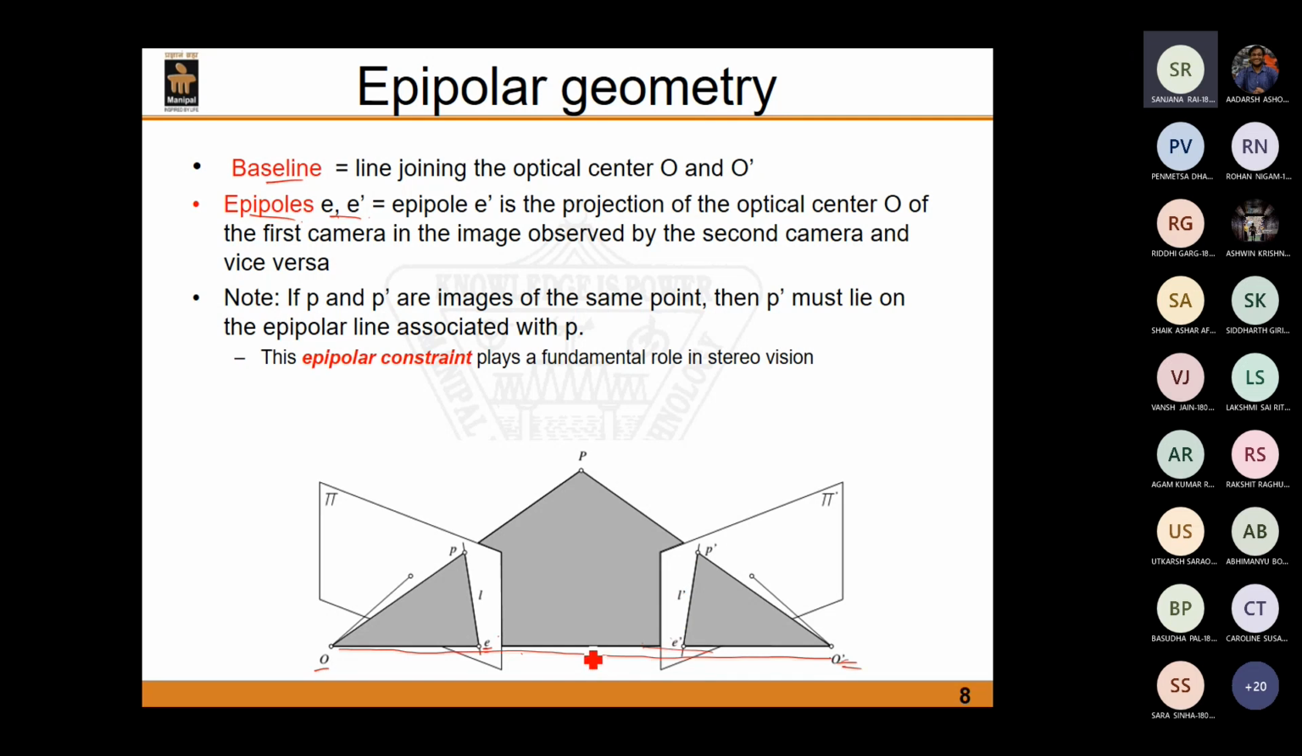Another way to define an epipole: epipole E is the image of O on the image plane pi, and the epipole E dash is the image of O dash on the image plane pi dash. Anyway, the epipoles E and E dash are something you will have to remember, and we will use them in later slides as we discuss this method more.